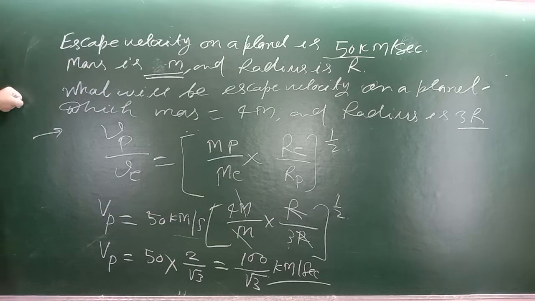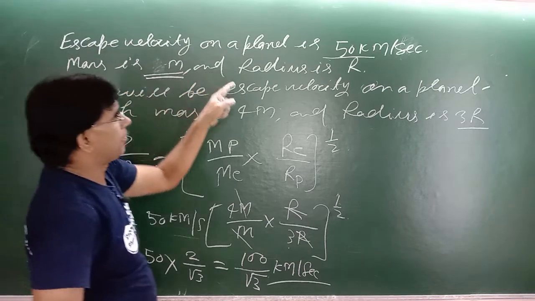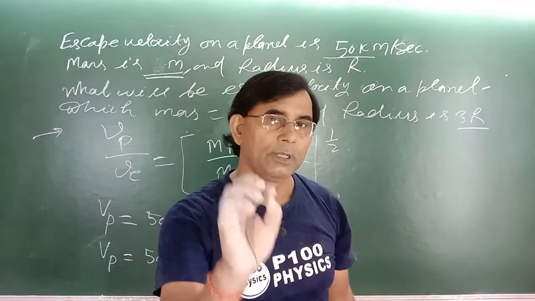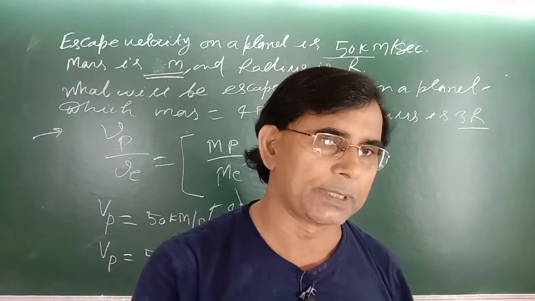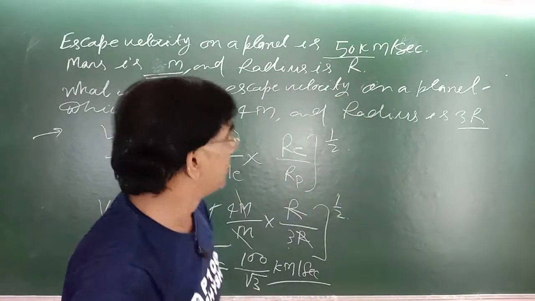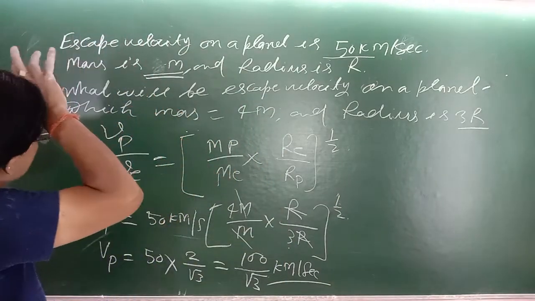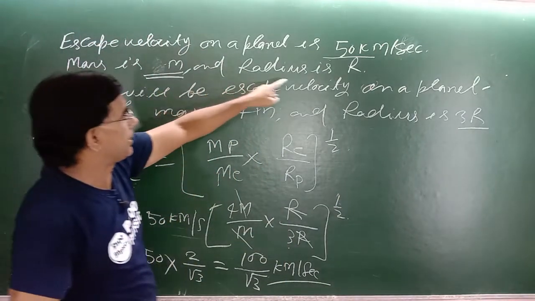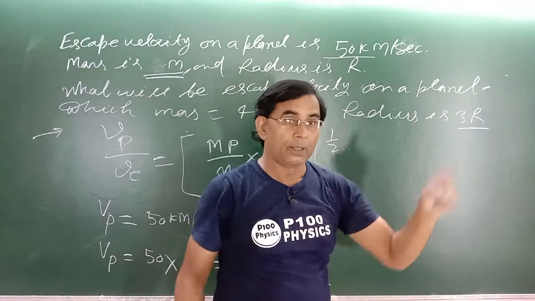What is given in your question? Escape velocity on any planet is 50 kilometer per second. The mass of the planet is m, and the radius is r. It is given in your question.